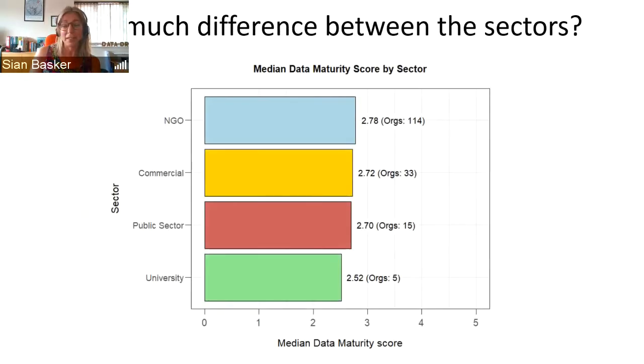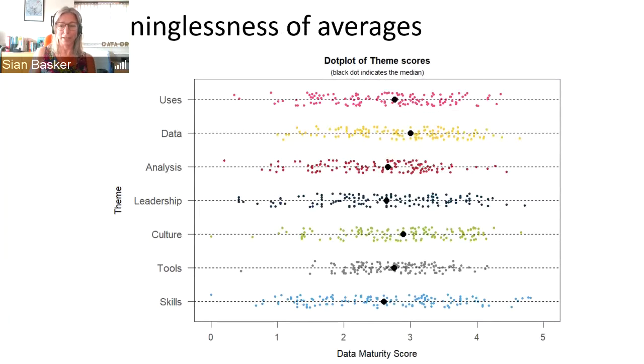Is there much difference between the sectors? Not very much from the numbers that we've seen. This is based on the 249 across all sectors. Essentially everybody seems to be learning, whatever their sector, but there's a huge amount of variety within it. Some are really leading the way and some are really lagging behind.